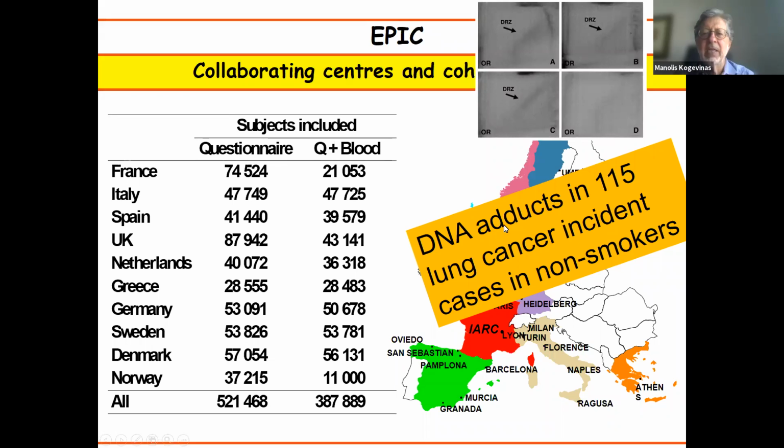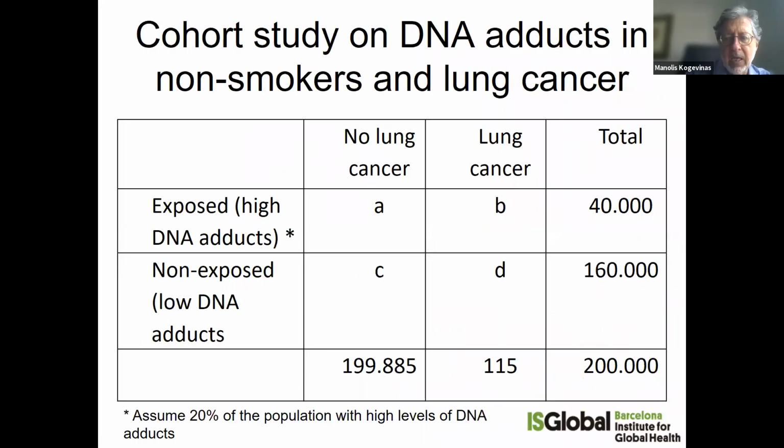They wanted to look at DNA adducts of the type produced from polyaromatic hydrocarbons, PAHs, and lung cancer. So they took non-smokers. They had 115 lung cancer incident cases among non-smokers, and they had samples from earlier, from the beginning, the mid-90s, before the disease, and they wanted to see whether this was associated with lung cancer. I arbitrarily assumed that about 200,000 would be non-smokers. So they had 115 lung cancer cases.